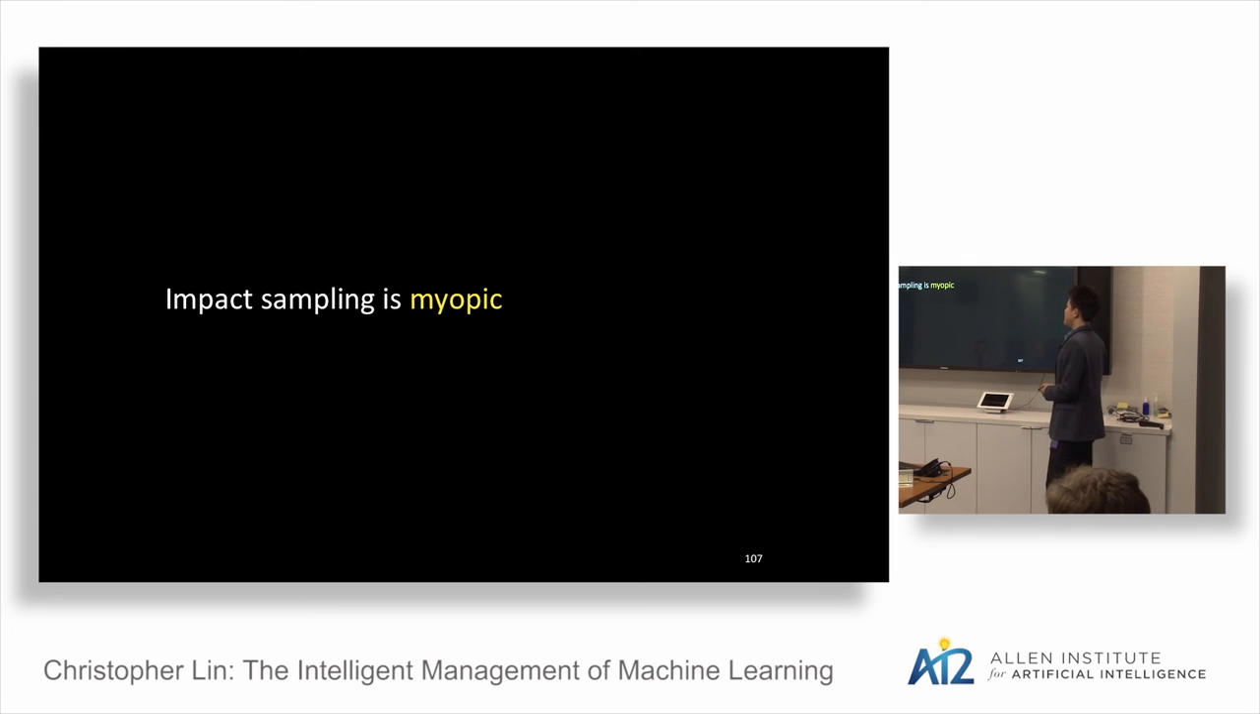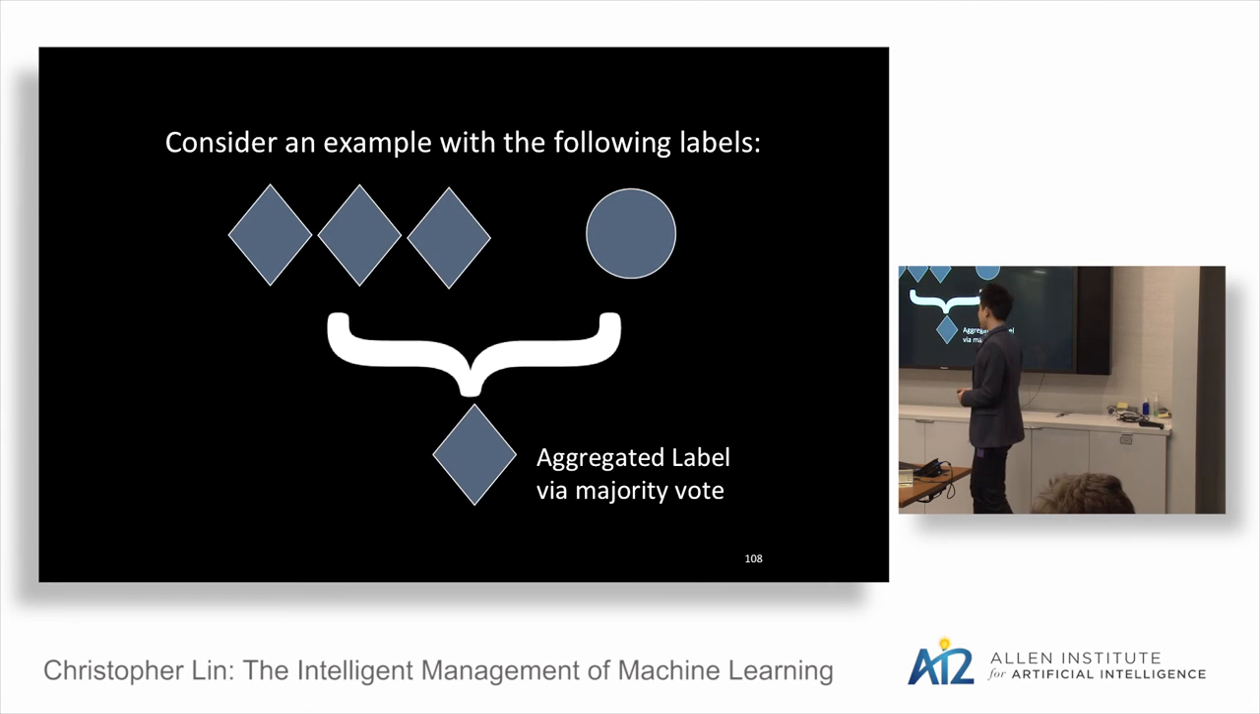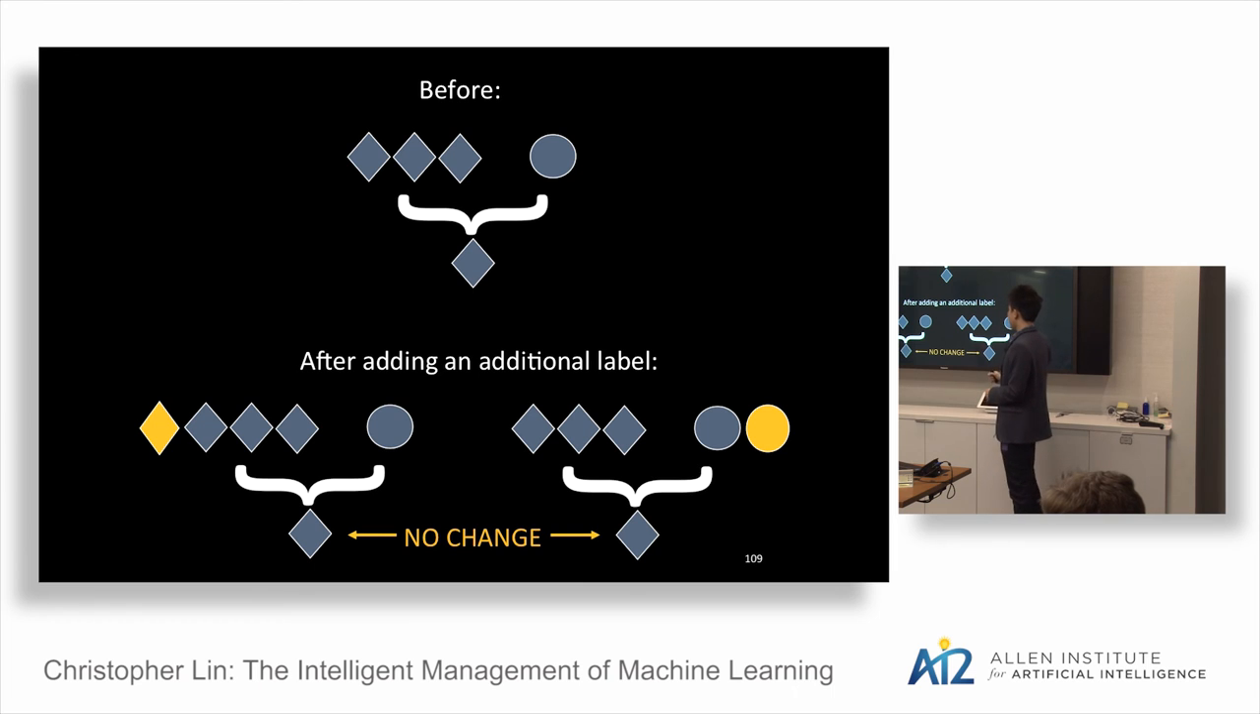Now, if you've been paying attention, you might have noticed that impact sampling is myopic, in that it doesn't really do any sort of look ahead. What I mean by that is, consider you have this example with the following labels: three diamonds and one circle, so the aggregated label using a majority vote is a diamond. Well, if you add an additional diamond, or if you add an additional circle, then the aggregated label here doesn't change. And so impact sampling will say, okay, this example would have zero impact because no label you add to it would cause any change. And so this is a problem.